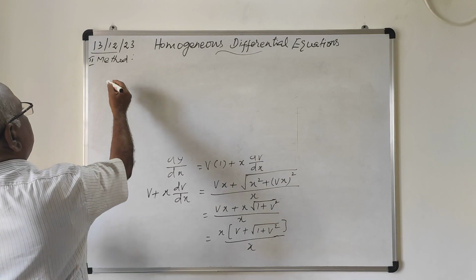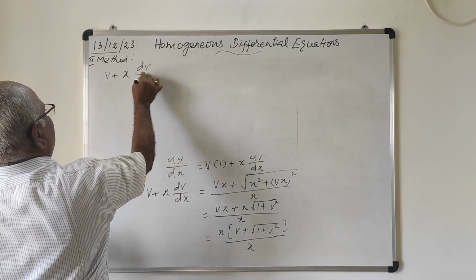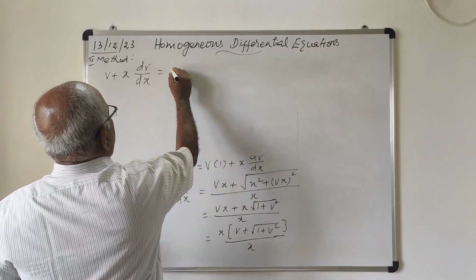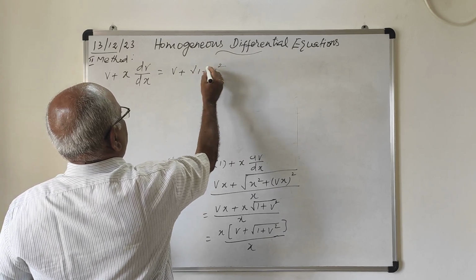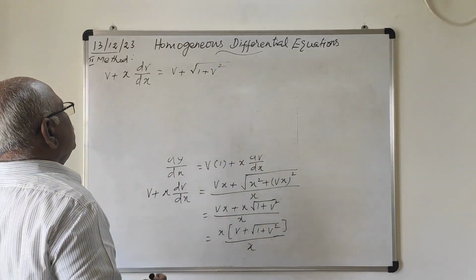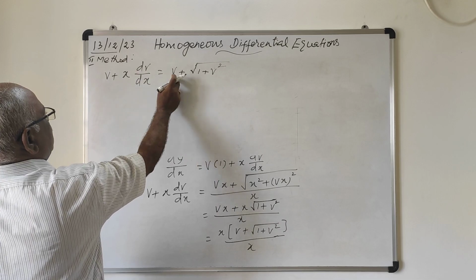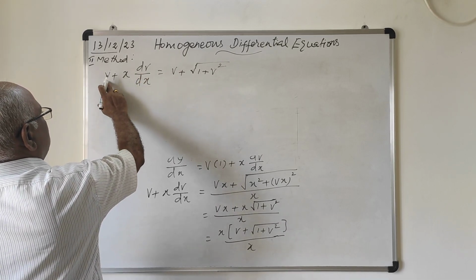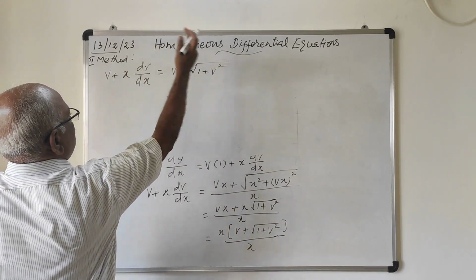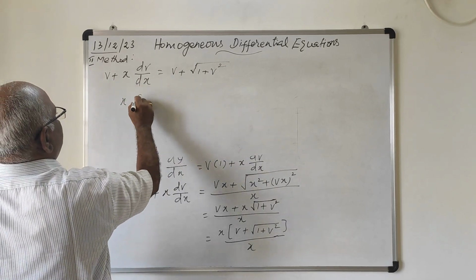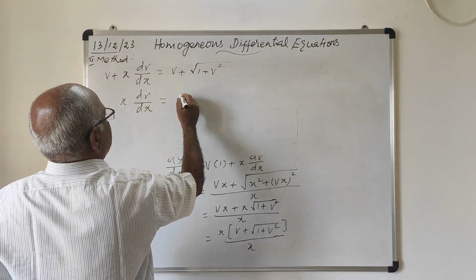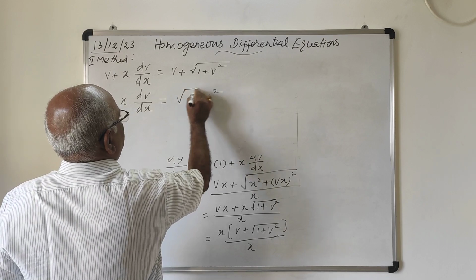See, if v plus x dv by dx equals v plus root of 1 plus v square, the left hand side has x dv by dx. I can cancel v on both sides, and if you bring it to the right hand side, v cancels on both sides. You will get x dv by dx equal to root of 1 plus v square.